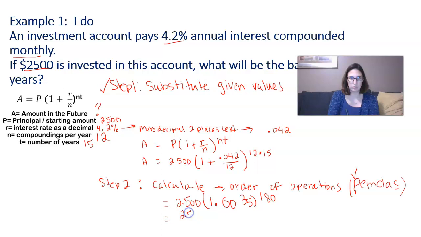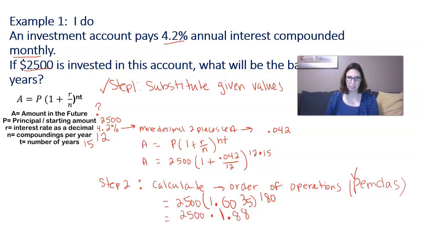So that should give you 2,500 times 1.0035 to the 180th power. When you do that, you may have to round if you're going to write it down. Otherwise, you can leave it the way it is on your calculator. It would come out more accurate if you just leave it on your calculator. You could get something like 1.88. Since we're talking about money, we just have 2 decimal places.